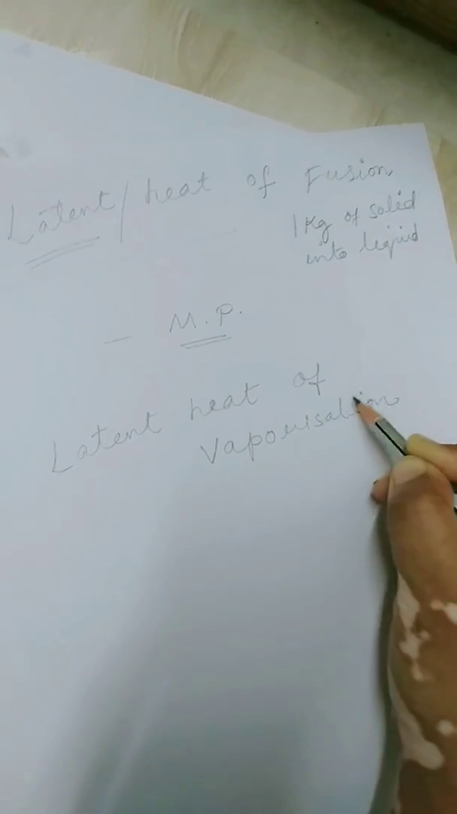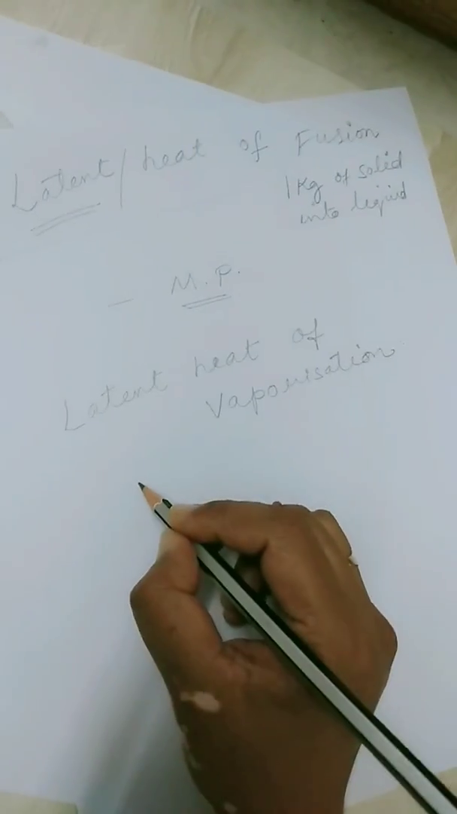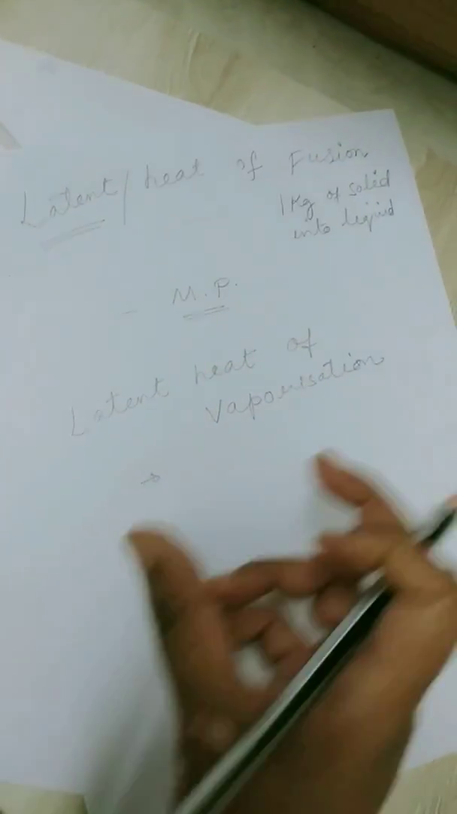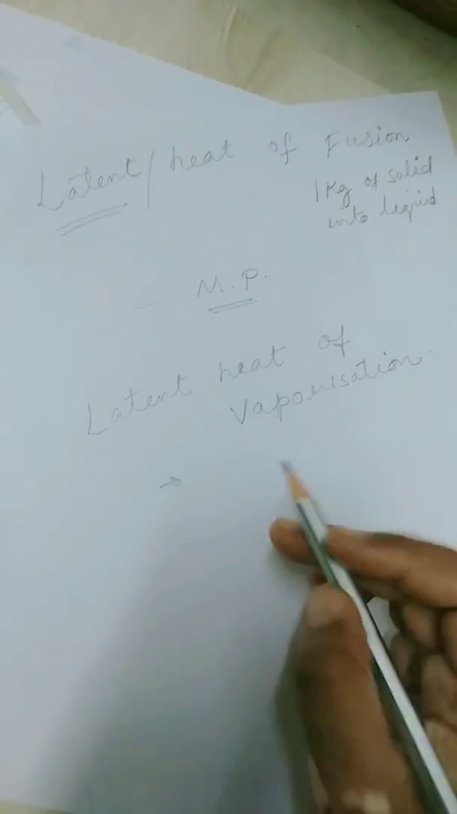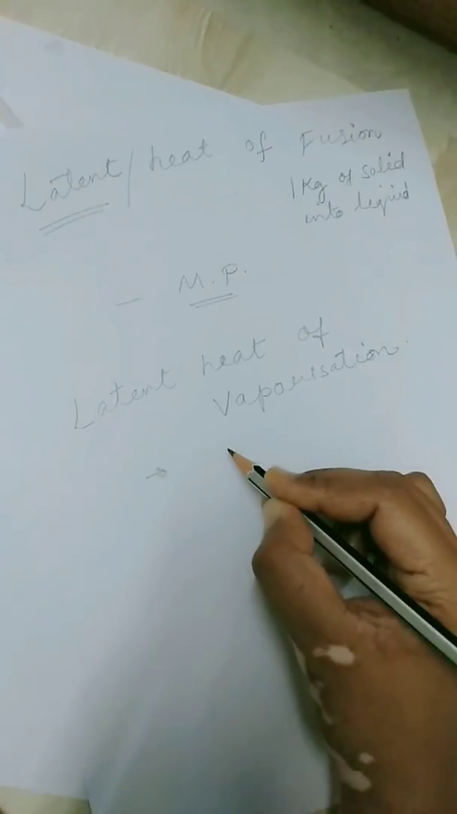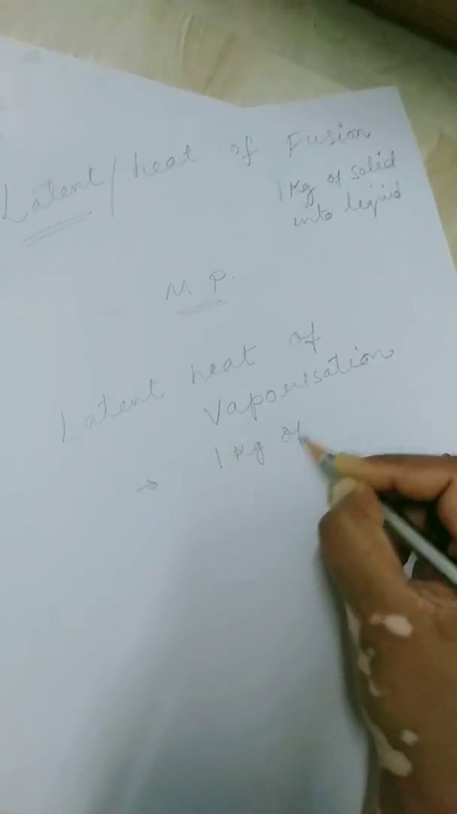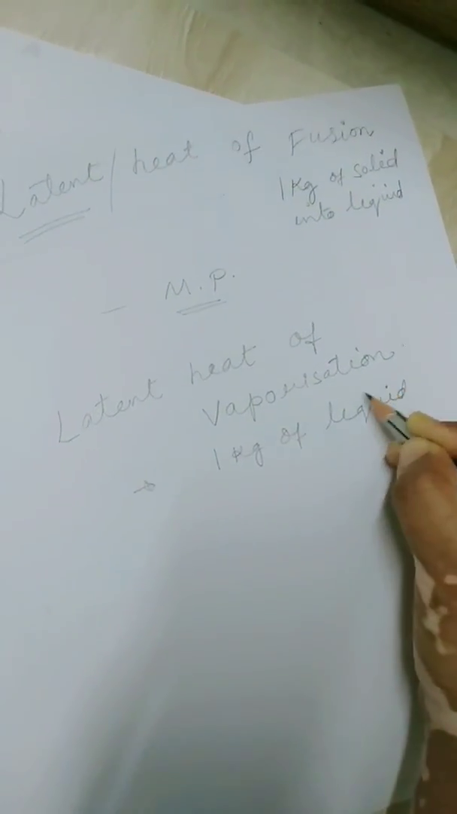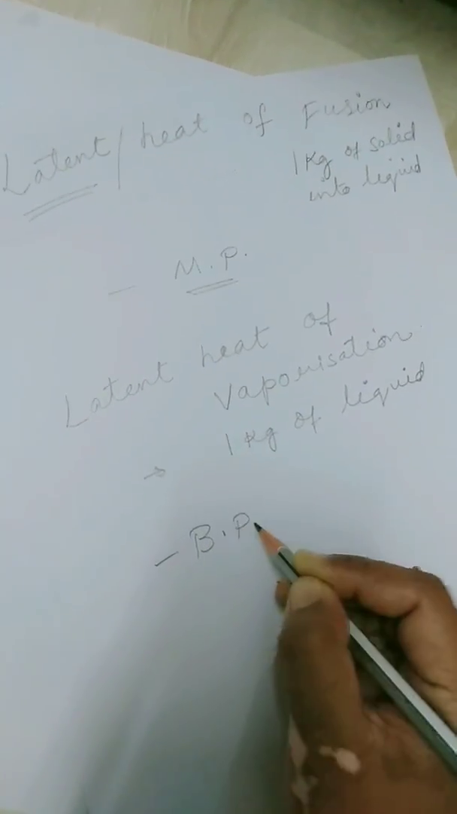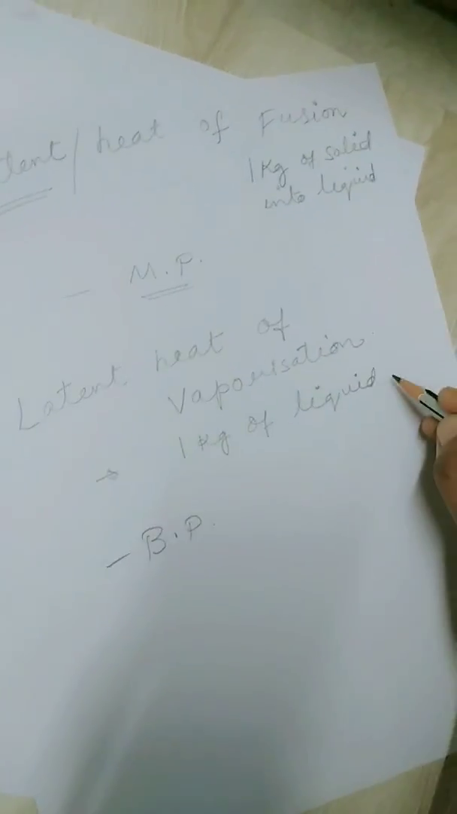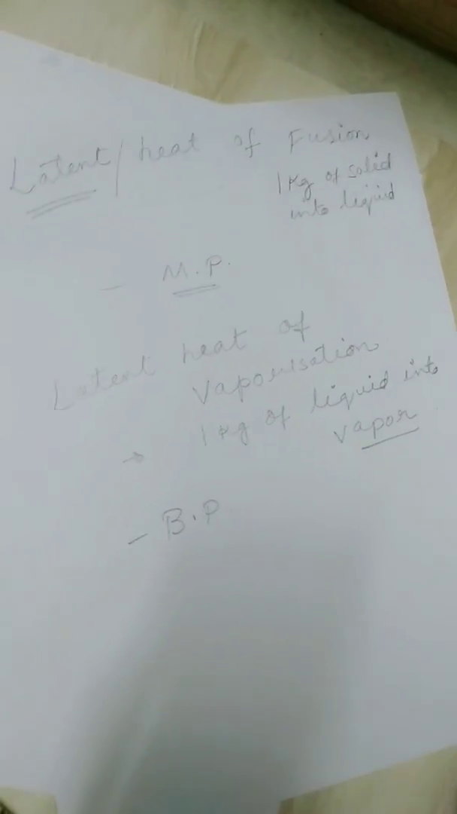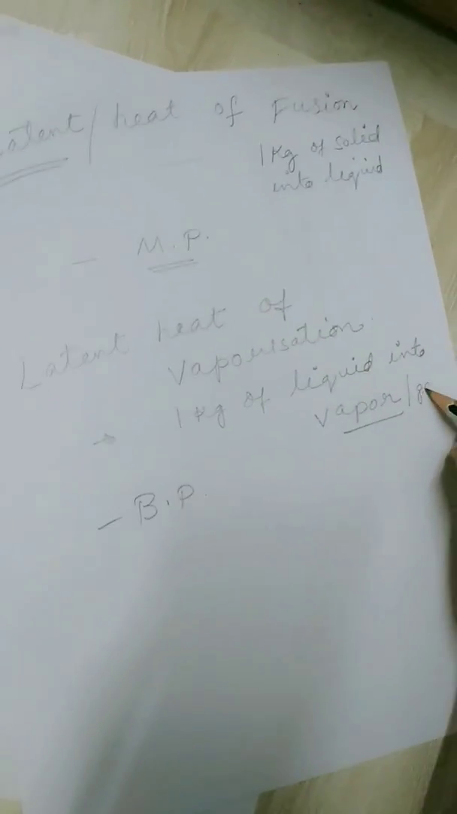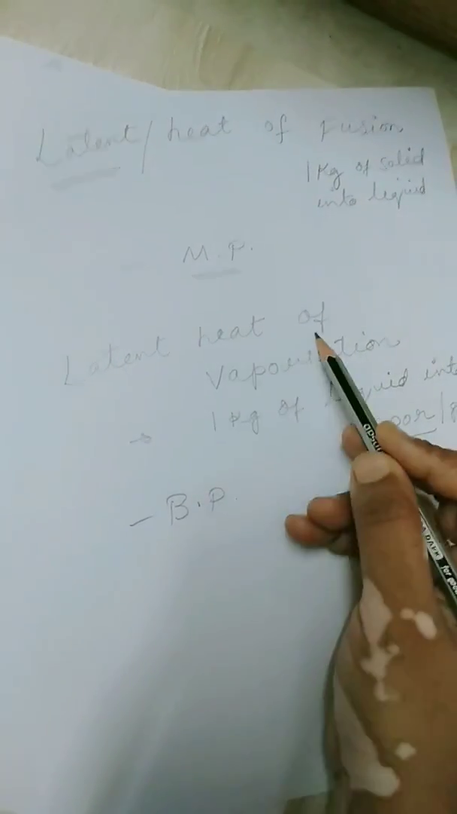It is called latent heat of vaporization, and it is defined as the amount of heat energy that is required to change 1 kg of liquid, because it is happening at the boiling point of a substance, into vapor state or gaseous state, into gas, I can say. Yes? So this is about the latent heat of vaporization.